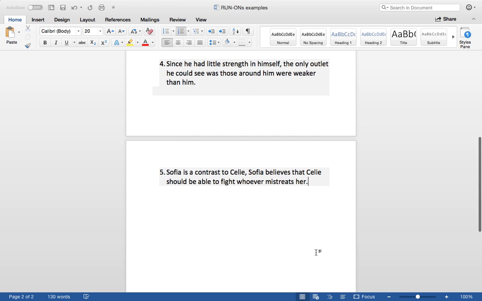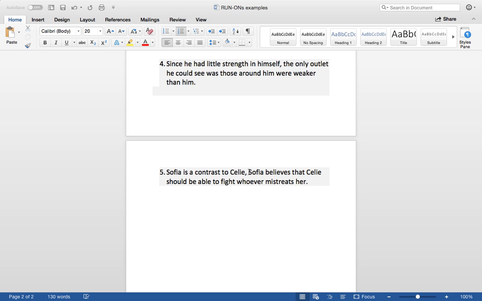And a final example. Sophia is a contrast to Celie. Sophia believes that Celie should be able to fight whoever mistreats her. All right, here's a sentence. Sophia is a contrast to Celie. I think we all see that that's a sentence. And then here's another sentence. Sophia believes that Celie should be able to fight whoever mistreats her. That's also a sentence. We got just a comma there. It's a run-on. Sophia is a contrast to Celie. Sophia believes that Celie should be able to fight.